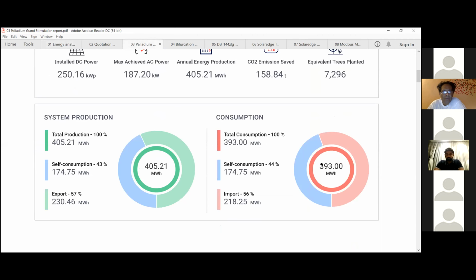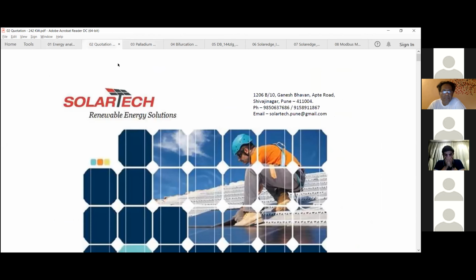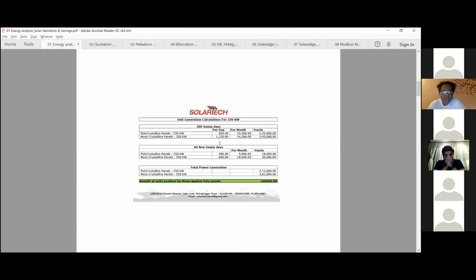So our consumption is like 3.93 megawatt, and we can generate up to 4.05 megawatt from 250 kilowatts of system. So coming back to the ROI system, I will just show you.